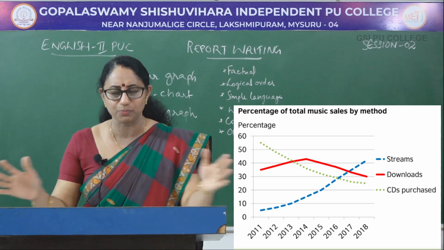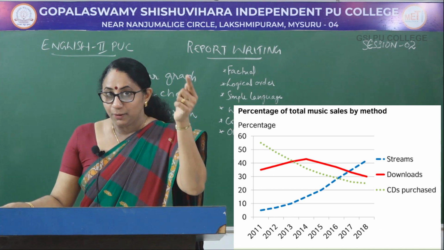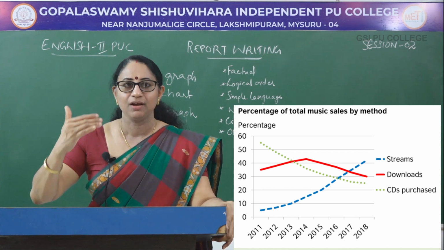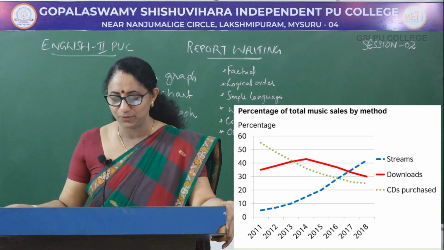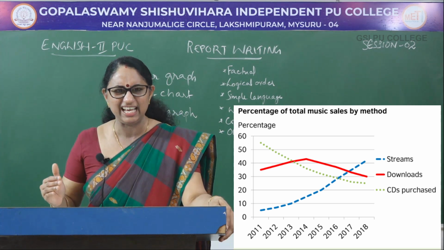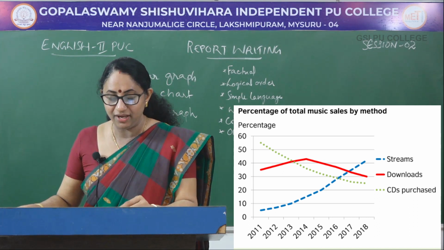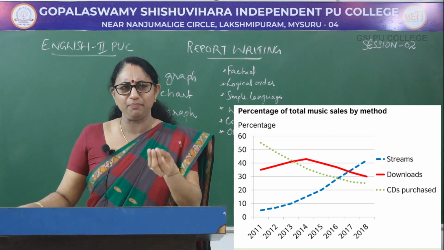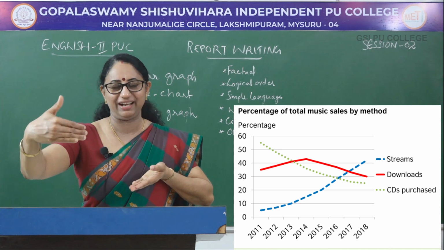See, when you interpret the graph, what do you find? See, in 2011, people prefer to buy CDs. 60% of the sales of music was through CDs. And now see 2018, it has been dwindling. In 2018, you find that that is the least preferred method. And see, in 2011, look at streams. Hardly 5% you would find. Hardly 5% of the people prefer to buy streams, and you find that it's steadily going up.